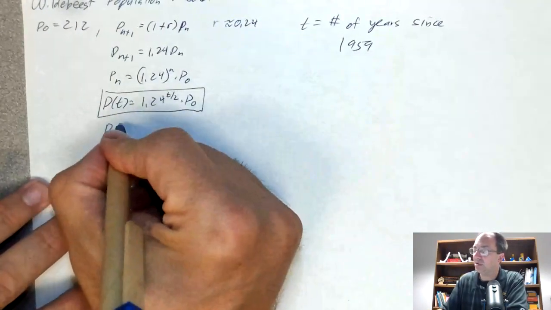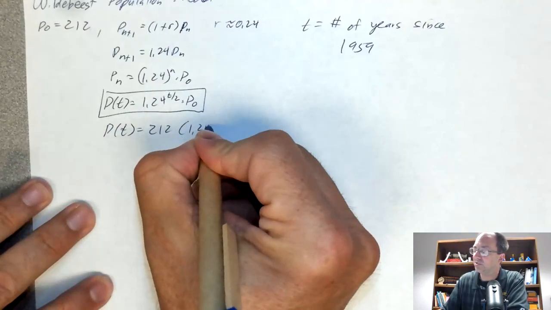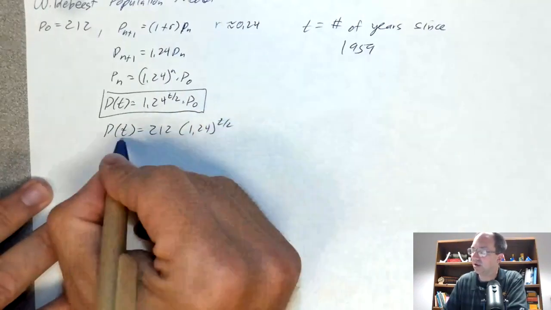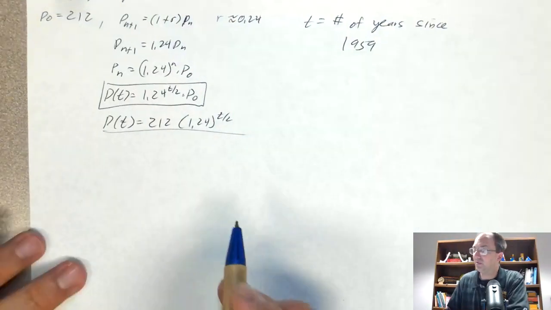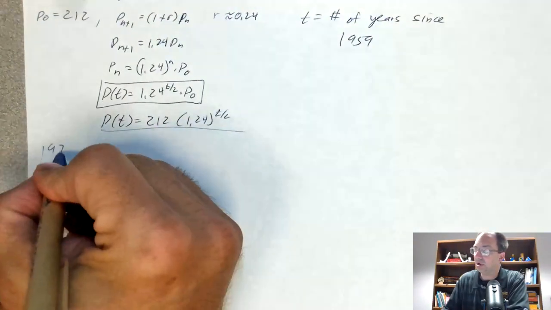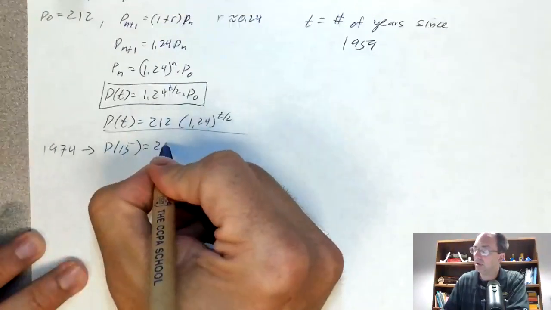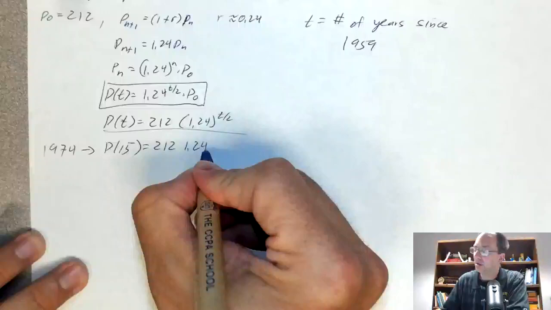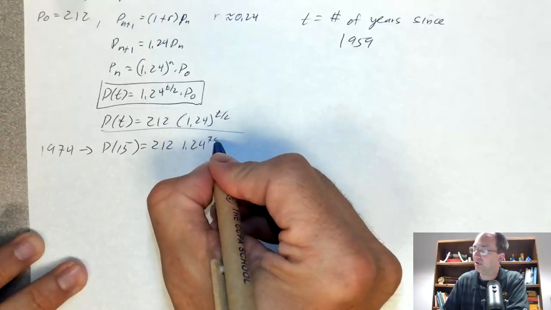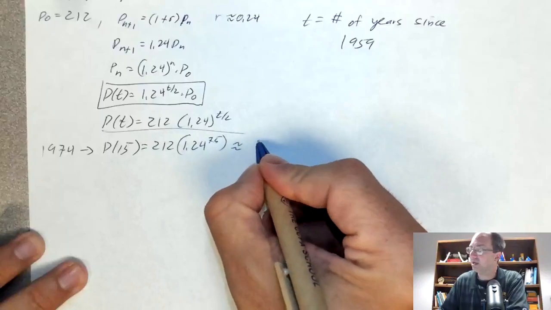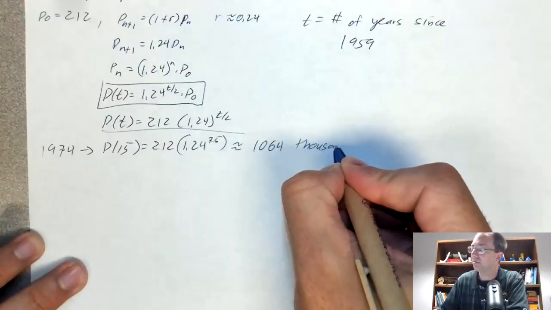Or if I wanted to be a little more careful, I could write this as 212 times 1.24 to the t over 2. So that also works. And then 1974 corresponds to P of 15. 15 divided by 2 would be 7.5. And that works out to 1,064,000 wildebeest.